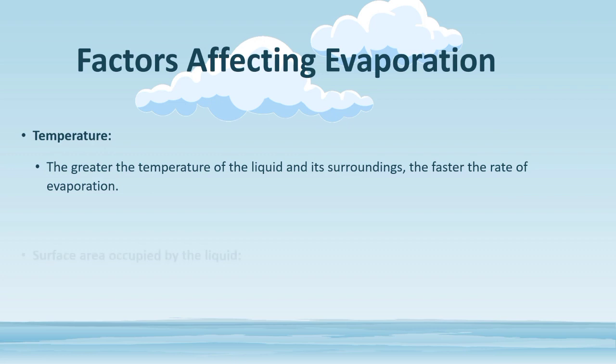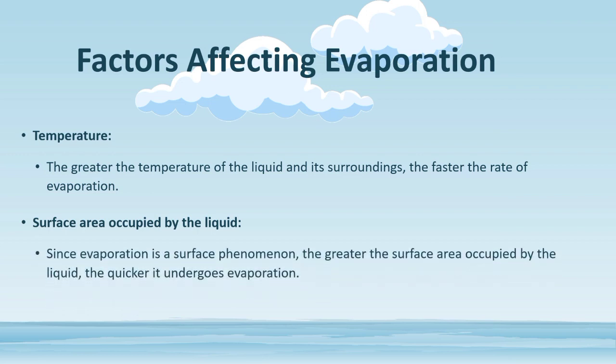The next factor is the surface area occupied by the liquid. Since evaporation is a surface phenomenon, the greater the surface area occupied by the liquid, the quicker it undergoes evaporation. Liquids are known not to have any definite shape. They assume the shape of their container. Therefore, the greater the surface area of the container, or the greater the surface occupied by the liquid, the greater the number of liquid molecules present at the surface. The larger the number of liquid molecules at the surface, the larger the number of molecules that will break away from the liquid and become a gas at a given point of time, which contributes to the increase in the rate of evaporation.